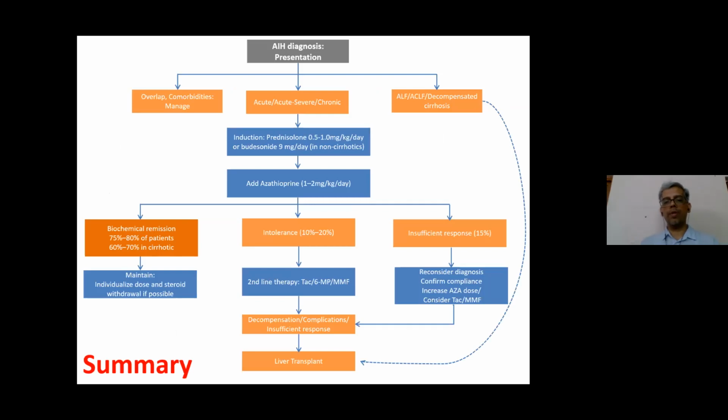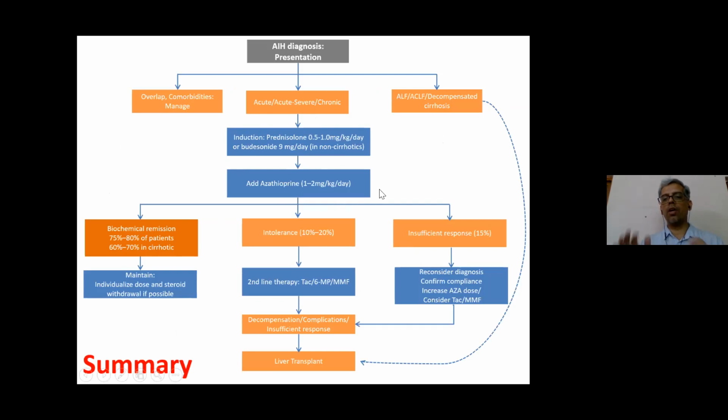So to summarize, when you see a patient with autoimmune hepatitis, first thing is look at your clinical presentation. If a patient has an overlap or comorbidities, manage all these factors together with the autoimmune hepatitis. If your patient has ALF, ACLF, or decompensated cirrhosis, think about considering a liver transplant early. You can consider immunosuppression in a select group of patients and then keep them under close follow-up and think about liver transplant as a good option.